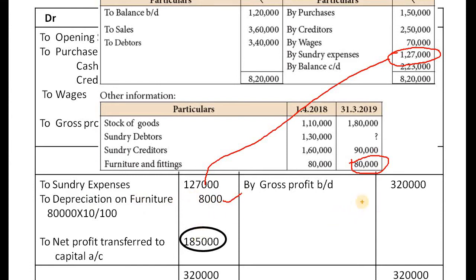After entering this information, we have to balance the profit and loss account. If we balance the profit and loss account, we will get a net profit of 1,85,000. This 1,85,000 will be added to the opening capital so that we will get the closing capital.